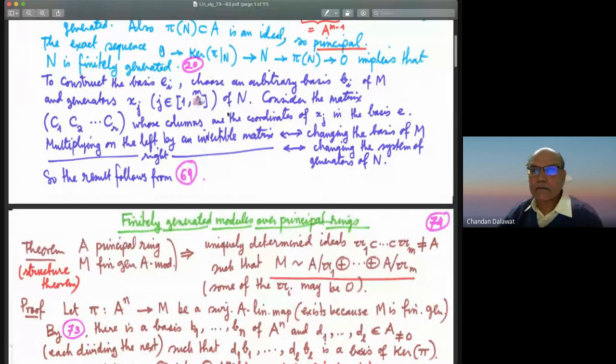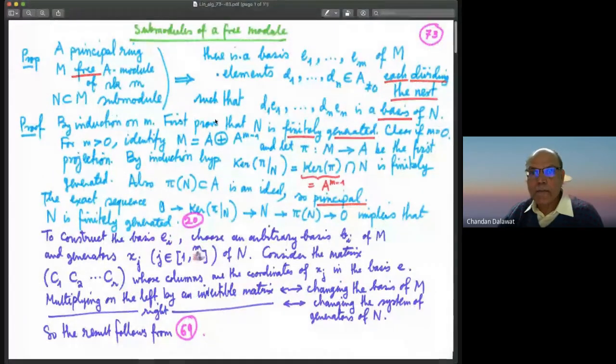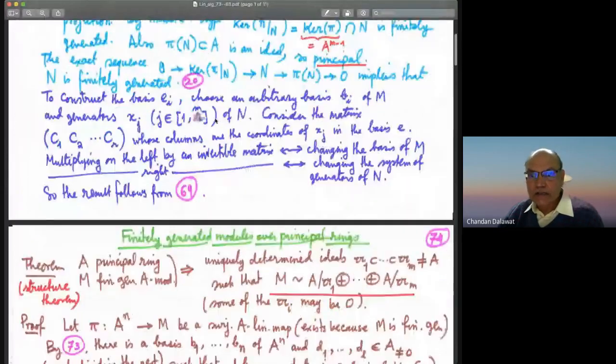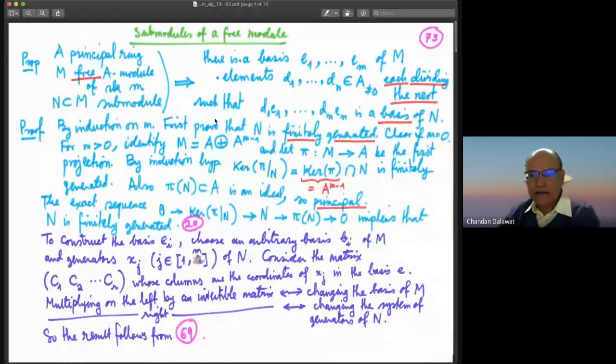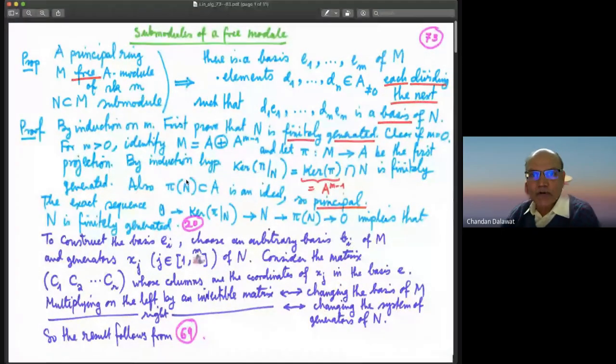And after a while, by appropriate multiplication on the left and right by invertible matrices, we can make this matrix of the shape that was there in the theorem, and therefore the result will follow from this theorem that I proved just a while ago. Okay, so that's the structure of submodules of a free module of finite rank over a principal ring.